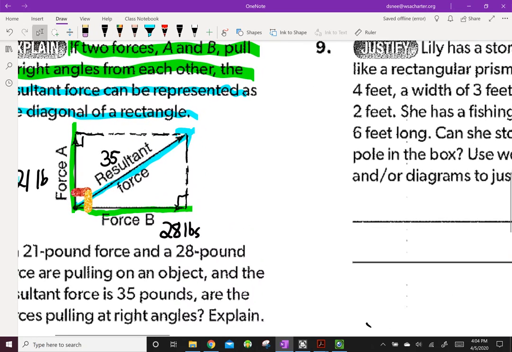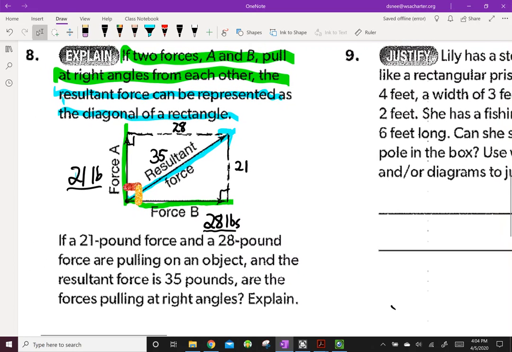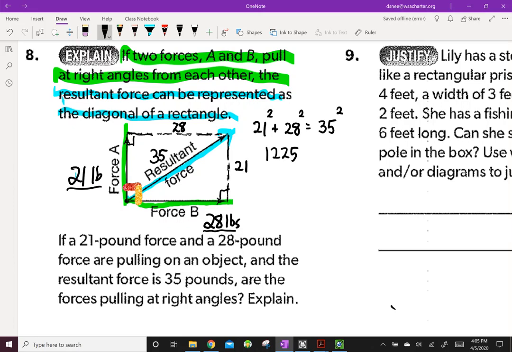Now, if the left side of the rectangle is 21 and the bottom side is 28, well then the top is 28 and the right is 21. And it's asking, are these forces pulling at right angles? So if 21 squared plus 28 squared, the two short sides of that triangle, add up to the square of the long side, then it is pulling at a right angle.